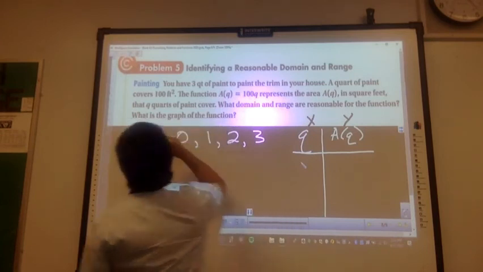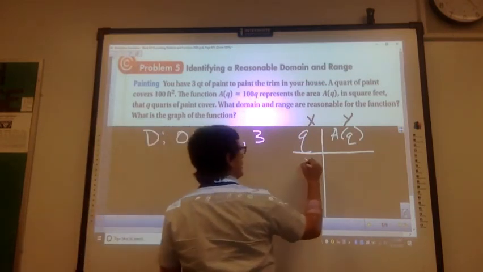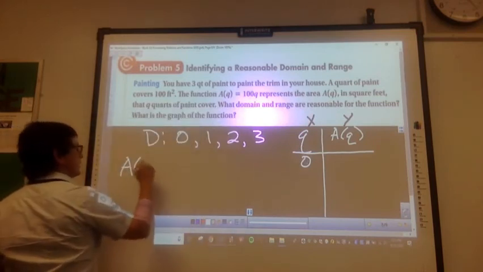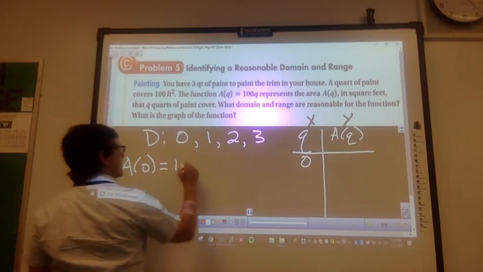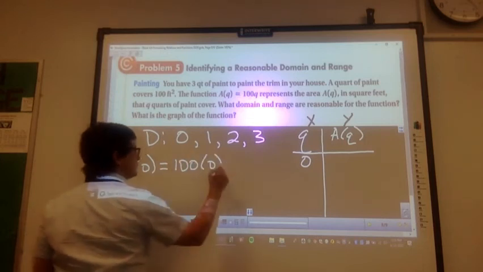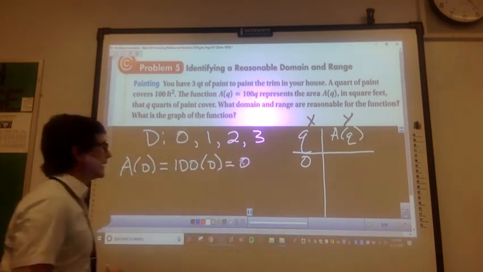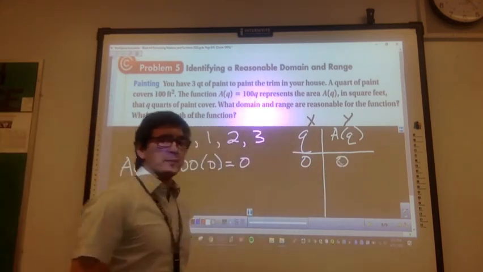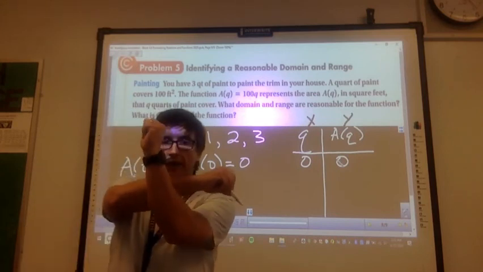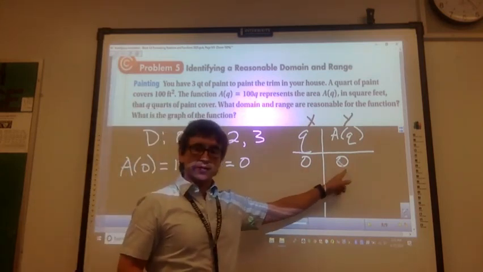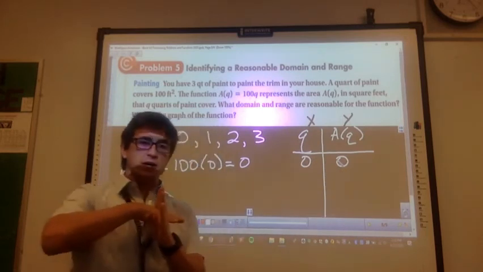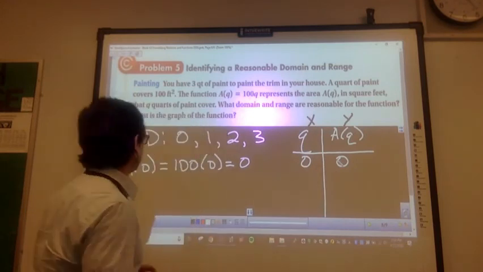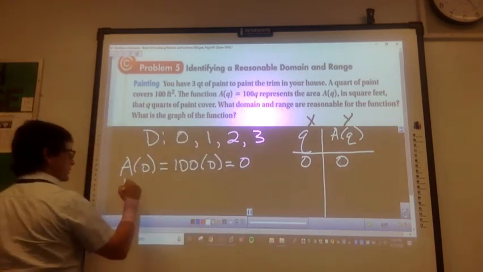So if we plug in 0 to this equation, A of 0 equals 100 times 0, we get 0. 100 times 0 is 0. So that means if you're thinking about your X and Y axis, that's going to start at the origin, where X and Y cross is called the origin. The coordinates of that point are 0, 0. Then we'll plug in 1, 2, and 3.